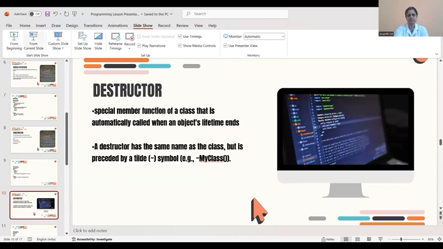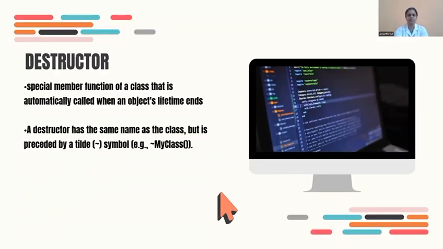So the next concept is destructor. It is the opposite of a constructor. The constructor is used to create a memory space for a particular function or variable, but a destructor is a special member function of a class that is automatically called when the object's lifetime ends. When an object's scope in the program ends, the destructor function is automatically called, and the statements given inside the destructor function get executed.